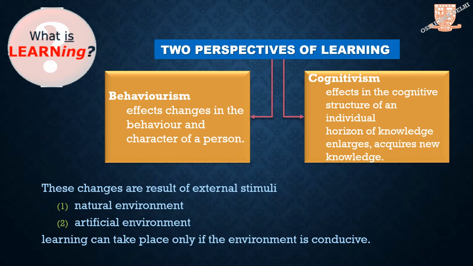The changes happen as a result of external stimuli. We can divide the circumstances experienced by an individual into two. One is natural environment, the other is artificial environment. The natural environment is got naturally, it is not created artificially by anyone. But artificial environment is created specifically by us. Hence it is informal too. Learning can take place only if the environment is conducive.